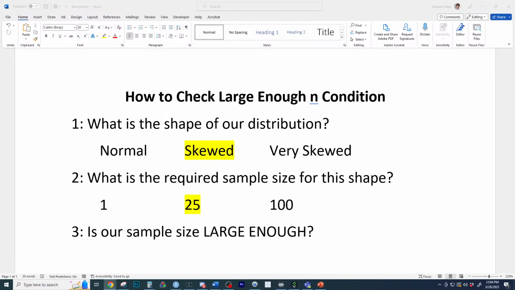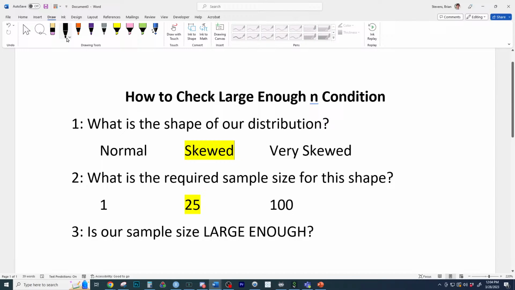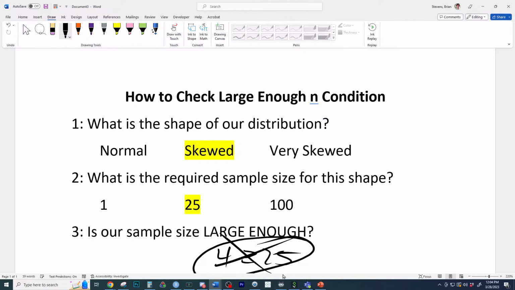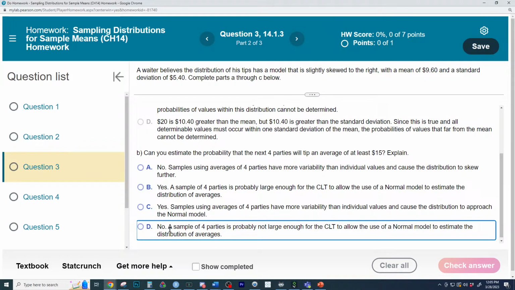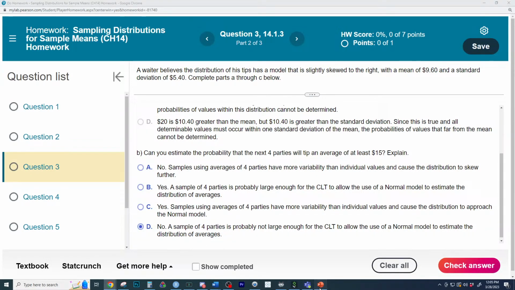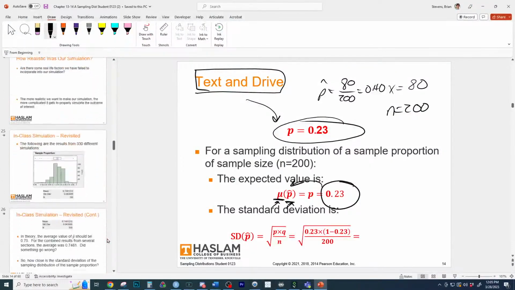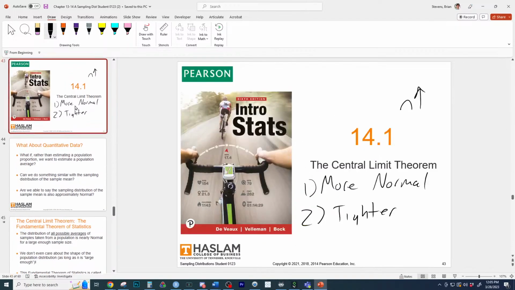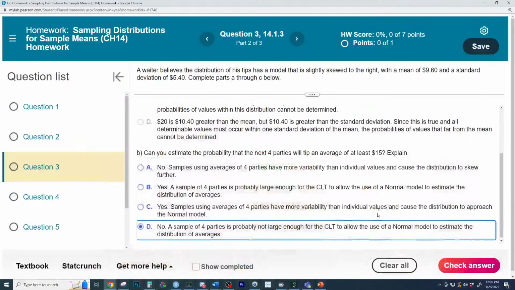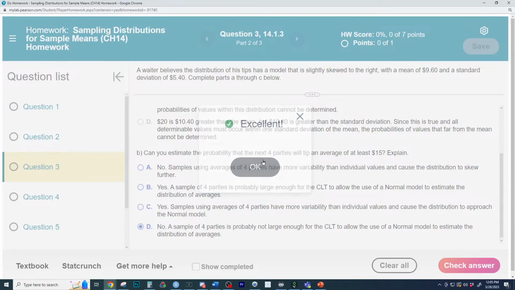Yeah, no worries. It's all about that practice, Sloan. And then not making errors, because 4 is not greater than or equal to 25. So we cannot do it with a sample size of 4, which they're probably going to increase again. A sample size of 4 is probably not large enough for the central limit theorem, which is what we talk about, that the distribution becomes more normal and tighter, which are the 2 key things to know from the central limit theorem, more normal and tighter as n increases. So it's probably not large enough right there.